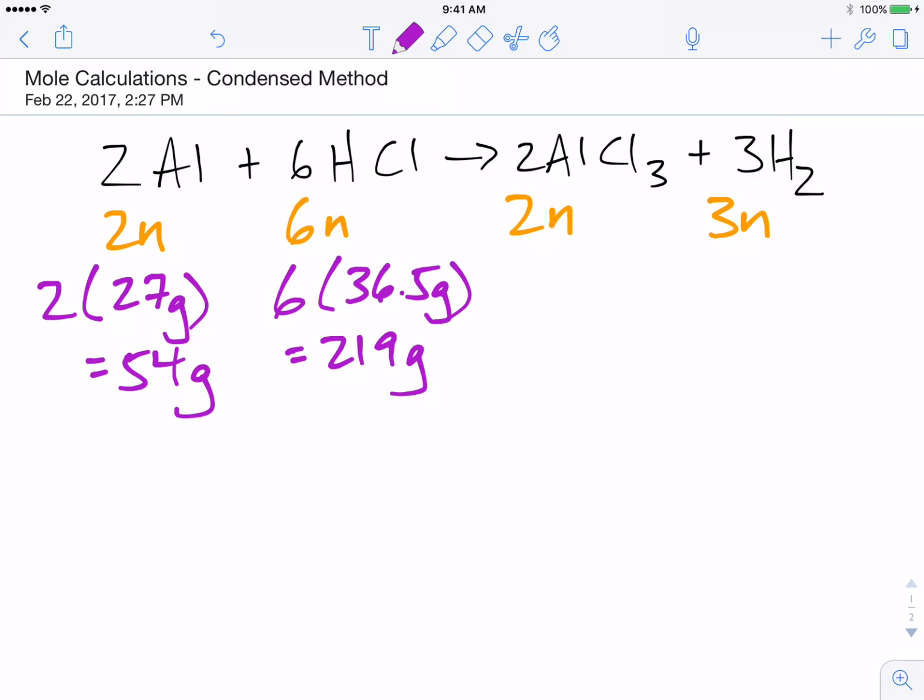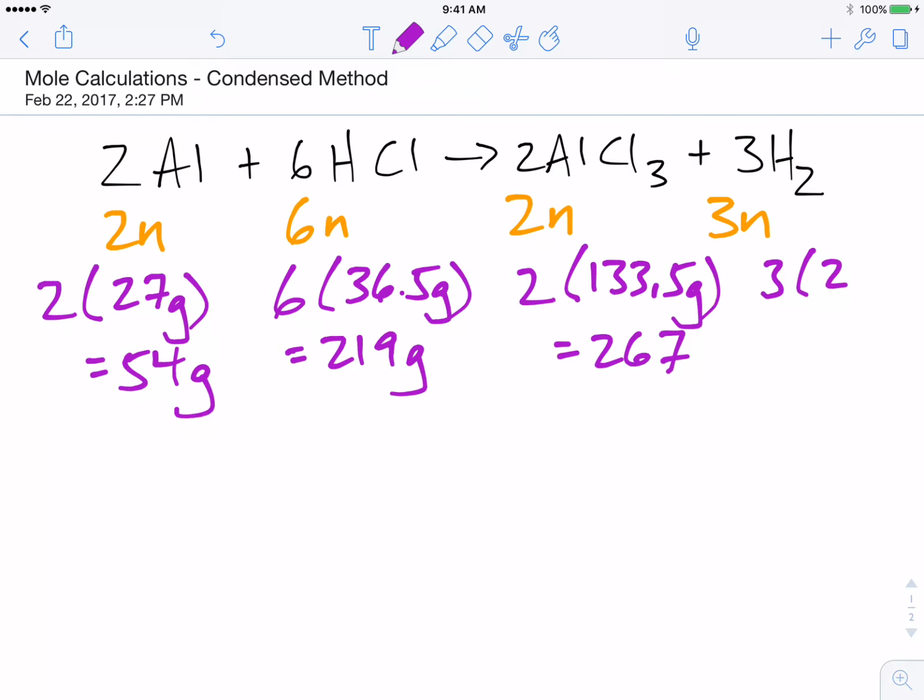And on the product side, we'll do the same thing. We'll take 2 times the molar mass of AlCl3. The molar mass of AlCl3 is 133.5. So that equals 267. And we'll take 3 times the molar mass of hydrogen, which is 2 grams. Okay, and that's equal to 6 grams.